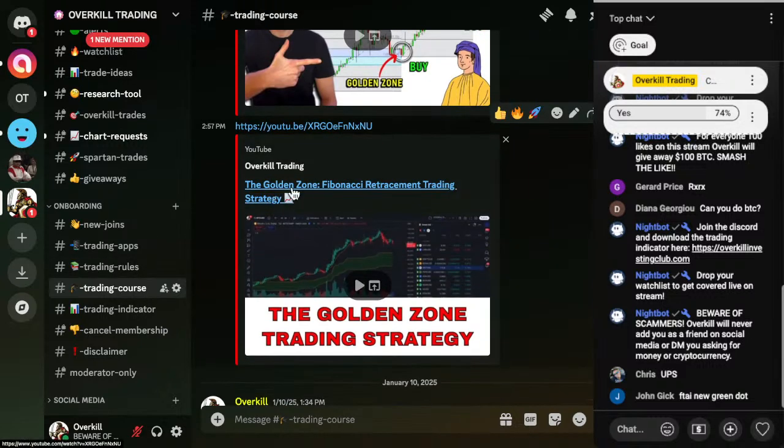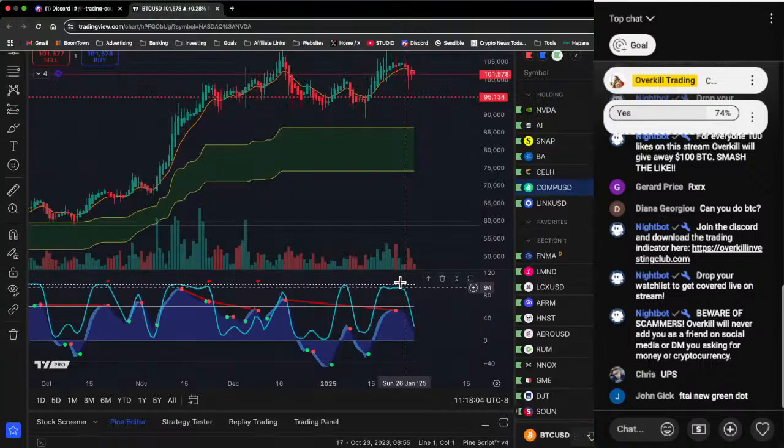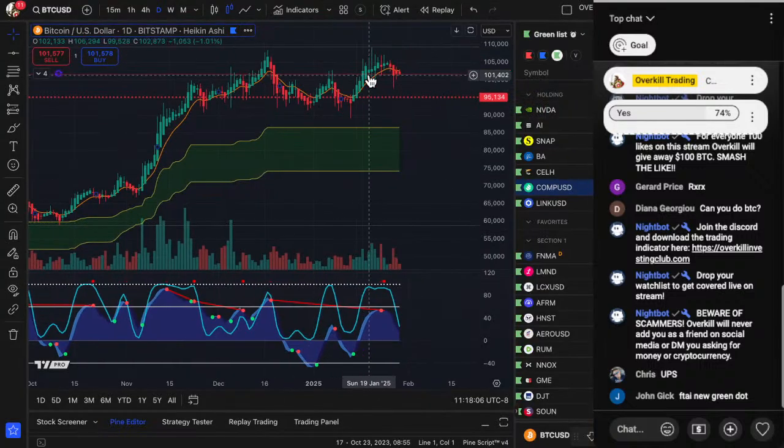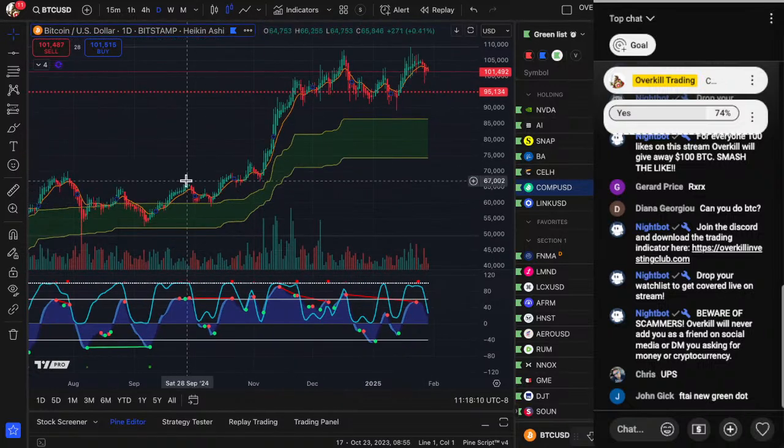And you can see right here, the golden zone. This is the tool that I created, which is part of the trading indicator that you guys can get over there in the Discord. But the golden zone is where we want to buy pullbacks into, right? Bitcoin pulls back into it, it pumps. It pulls back into it, it pumps. It pulls back into it, it pumps.